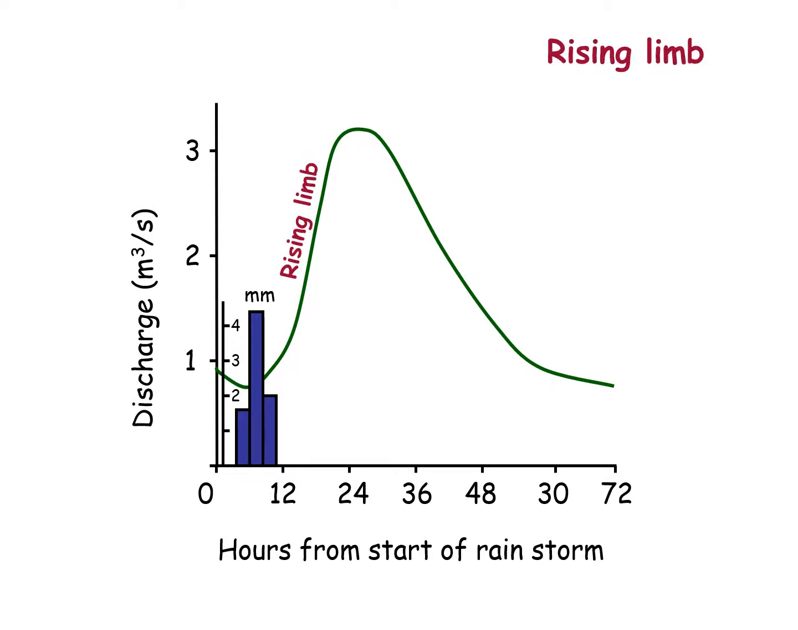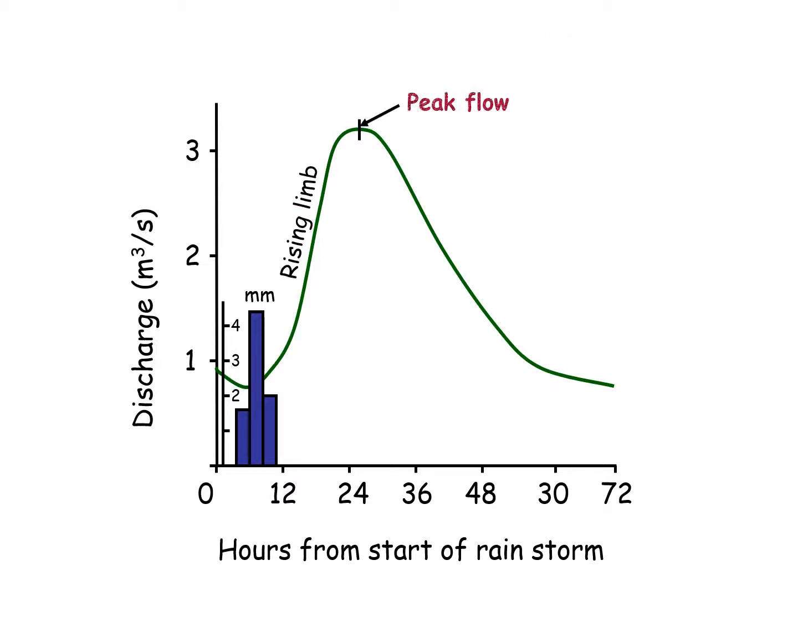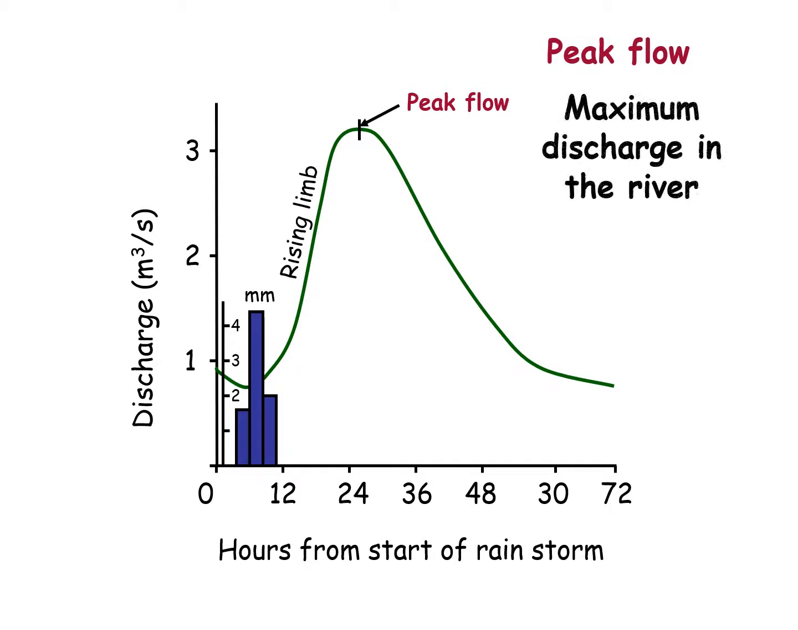On the left, it is the rising limb. Rising limb is the rising flood water in the river. At the top, we have peak flow. Peak flow is the maximum discharge in the river, or maximum flow rate. As you see in the curve, that is the maximum point in this curve. That is peak flow. That is our concern in floodplains.